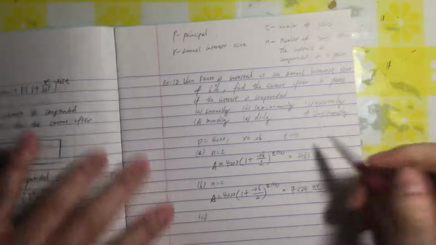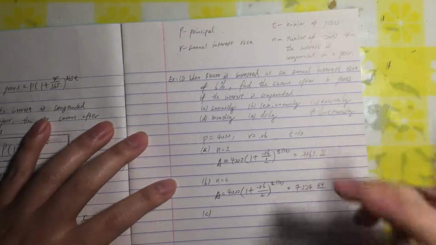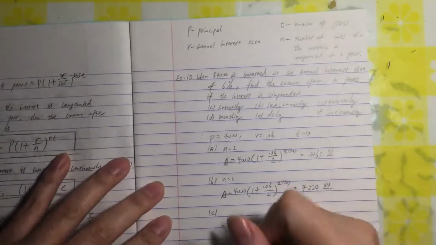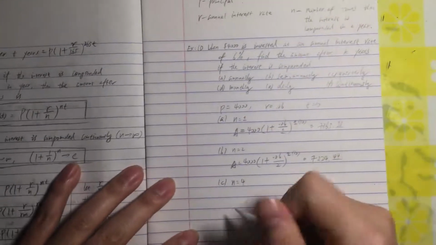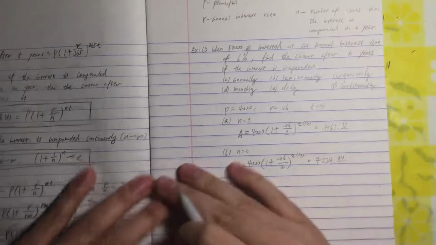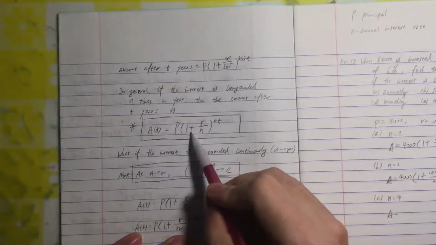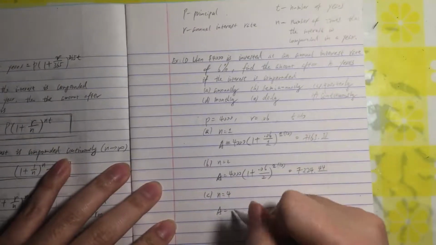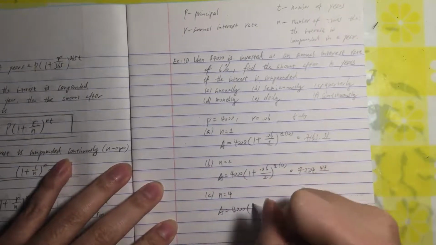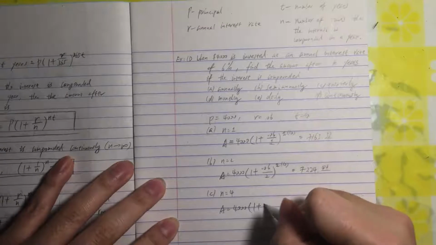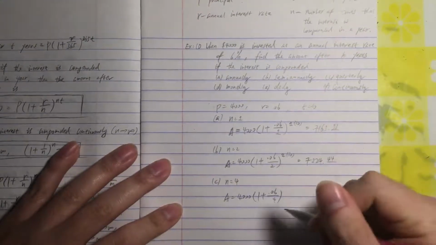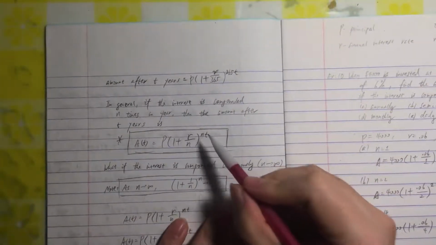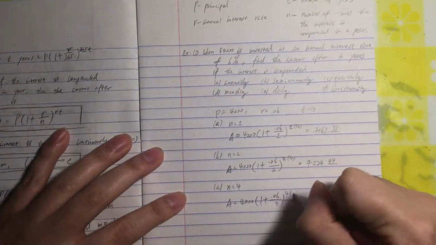Part C, if the interest is compounded quarterly, that means we compound interest 4 times a year. So n equals 4. Plug in. A equals P times 1 plus r over n to the power of nt. Here P is 4,000. R is 0.06. n is 4, to the power of nt. Here n is 4, t is 10.